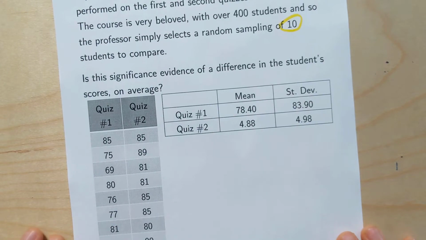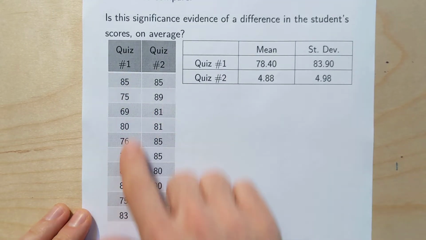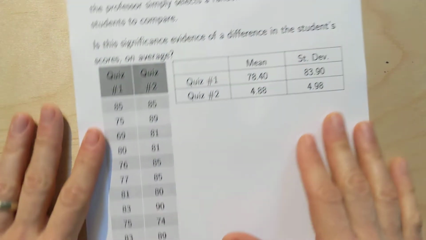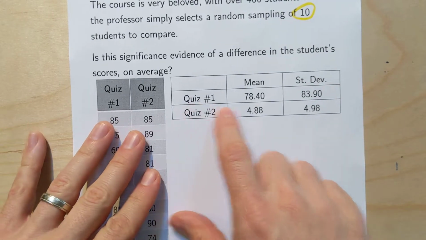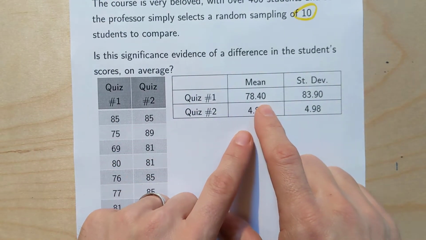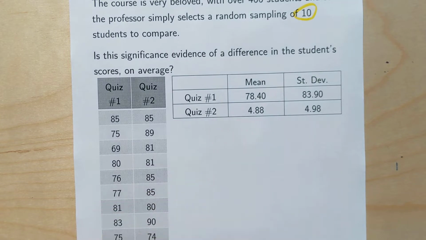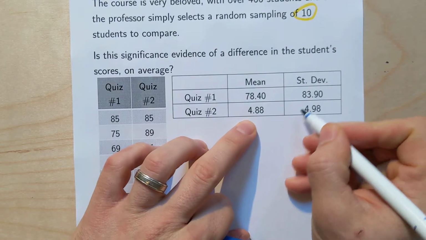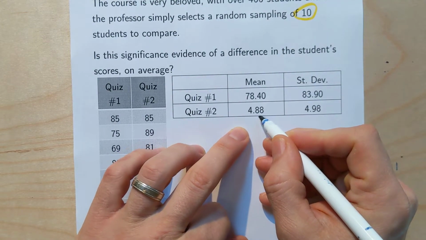So here we have quiz 1 and quiz 2. We have a bunch of data, and then here we have the averages. In quiz 1, the average was 78.4. Oh, I just realized that this table got the order wrong. This is funny. I guarantee you that was not the quiz average.